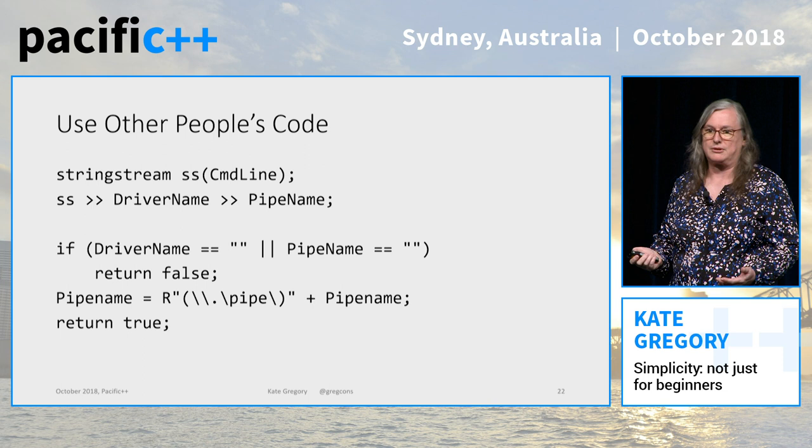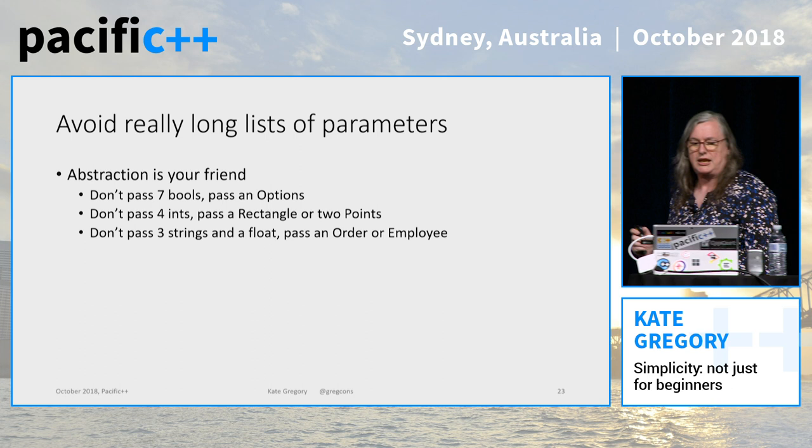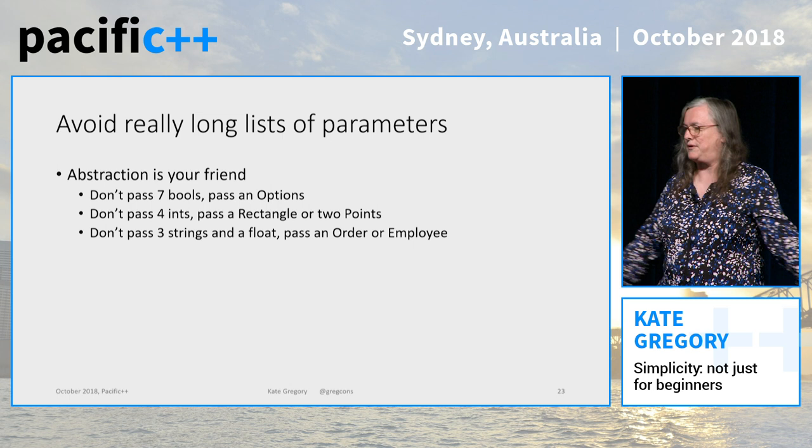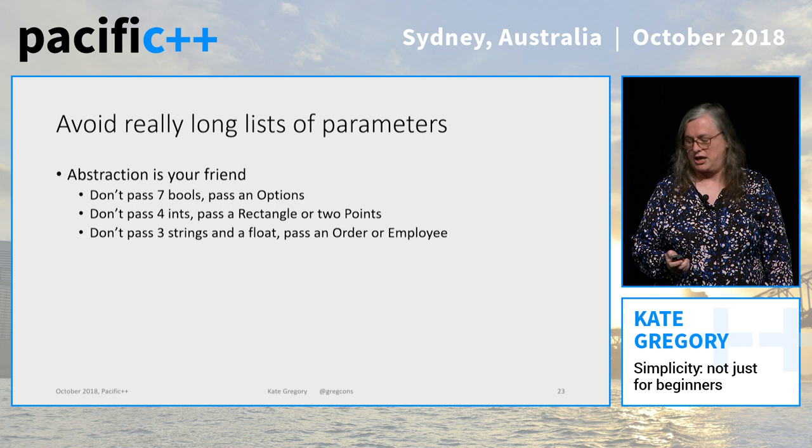Okay, other things you can do, practical things. Long lists of parameters. You know, 7, 9, 11 parameters to a function. Abstraction. I especially hate when they're all the same type. Here's a function that takes 7 bools. You know you've written this one because it started with 1 and then you added another and then you added another and at some point you looked up and you've got 7 or 15 Boolean parameters.